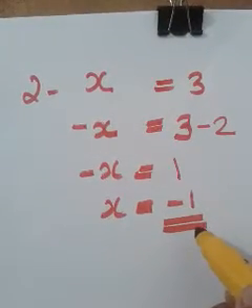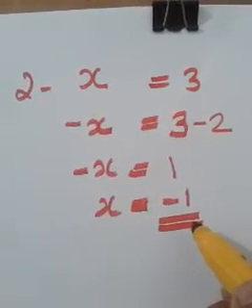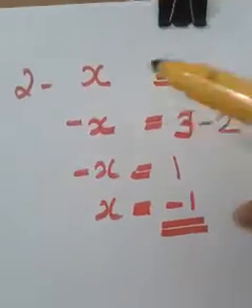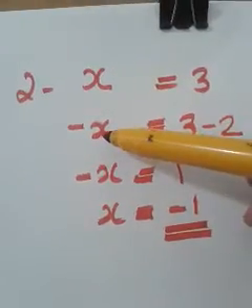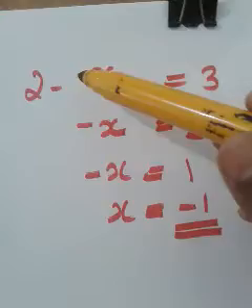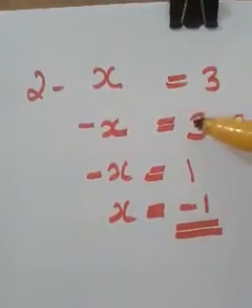Okay, this is the solution. Once again repeating: in order to solve this type of question, what we have to do is make the variable stand alone on that side itself. So with the sign, you write minus, since it is minus. And the right side stays as it is, that number.